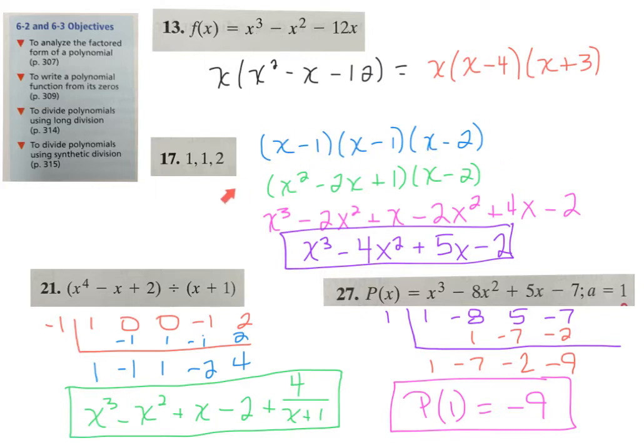X minus 1 times x minus 1 is x squared minus 2x plus 1. Distribute your x minus 2. I distributed the x through. Then I distributed the -2 through and got this. And then I combined my like terms.